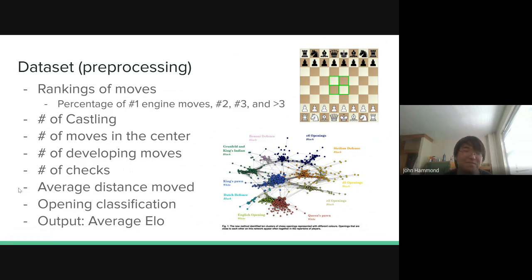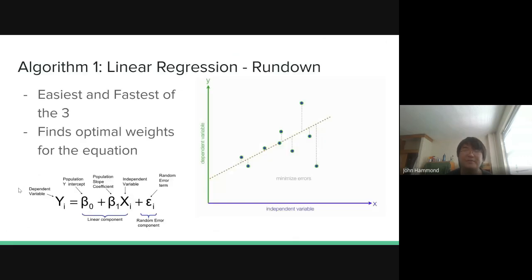The opening classification. Different players play different openings, so different ELOs have different common openings. My hope was I could figure out something based on the openings. And of course, what we want to output is the average ELO of the 2 players.